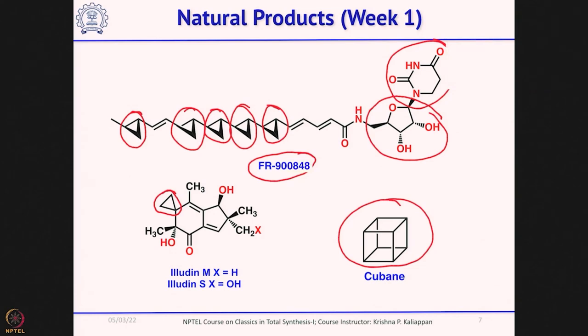In the second week, we will continue our discussion on the synthesis of four-membered natural products. Here, we will start with the interesting total synthesis of endiandric acids reported by Nicolaou's group.